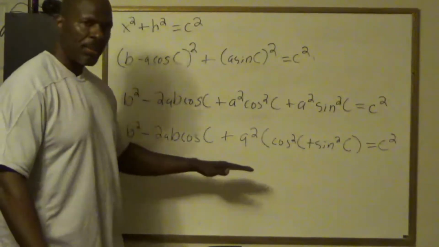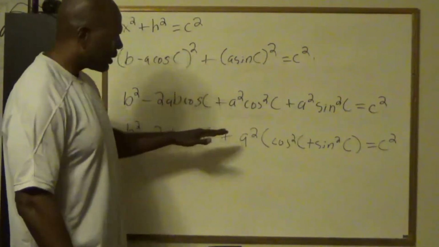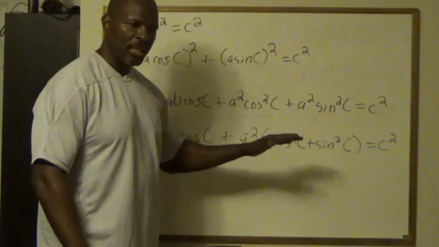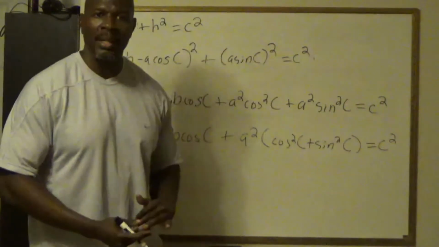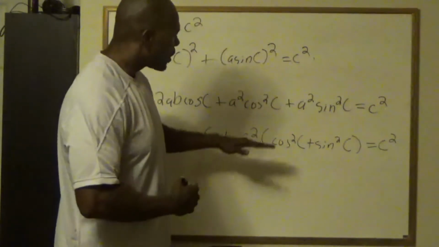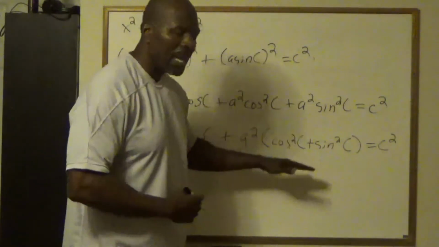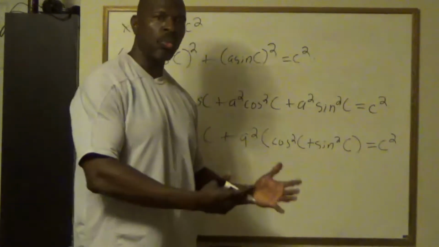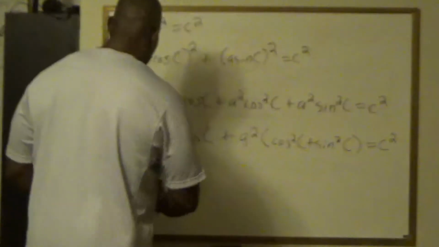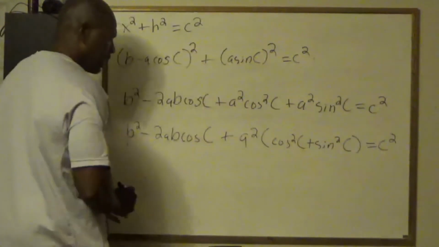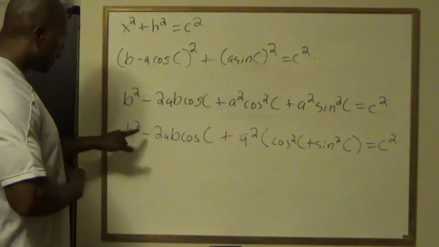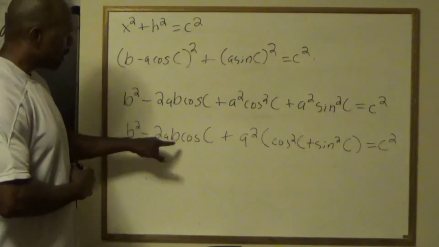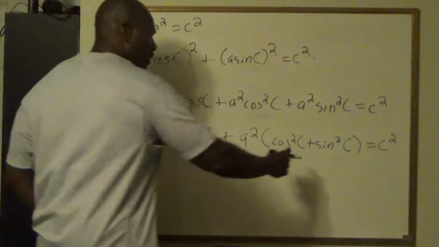So I think you can see why I wanted to factor out this a squared, because there's a Pythagorean identity in trigonometry that says cosine squared theta plus sine squared theta equals 1. So cosine squared c plus sine squared c is going to equal 1. And a squared times 1 is just a squared. So what I have here, I have an a squared, I have a b squared, and a minus 2ab cosine c. And all this equals c squared.